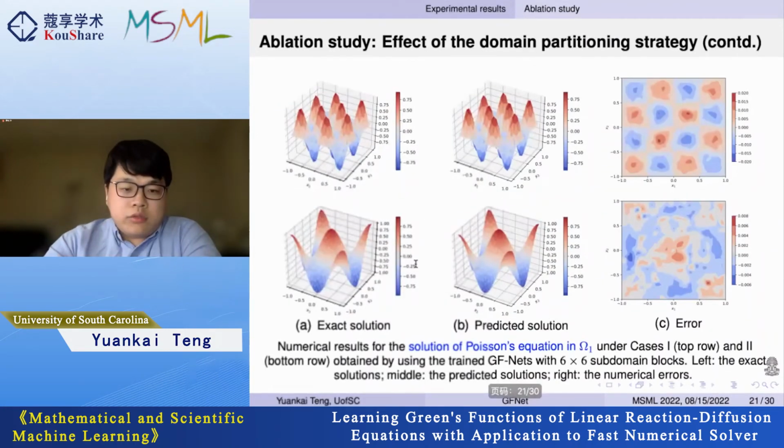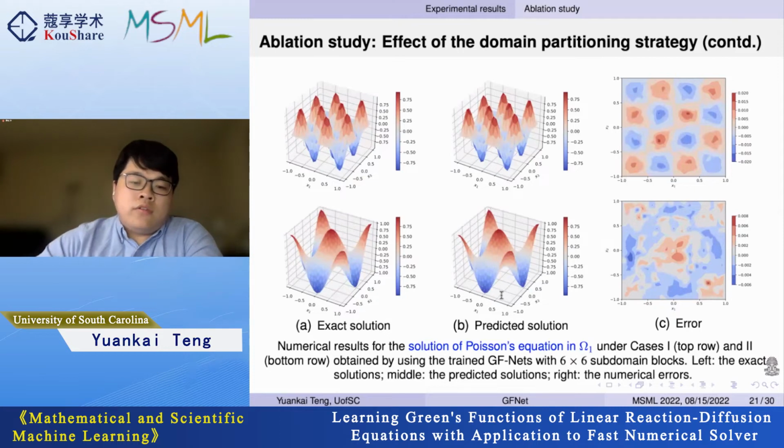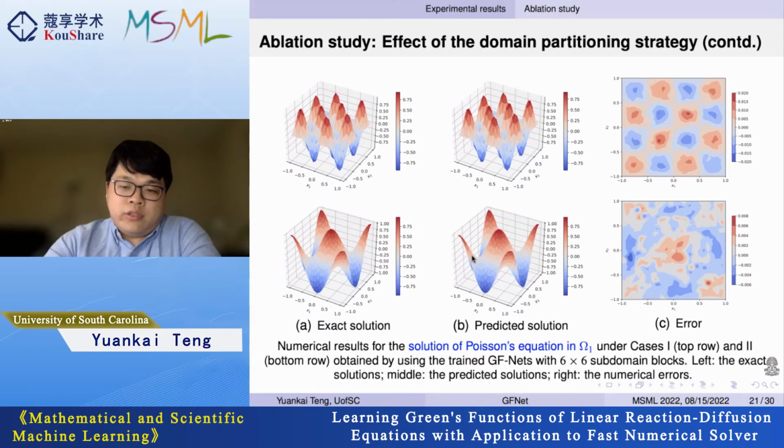And here are the results of the solutions of the Poisson equation on omega-1 under case 1, the top row, and case 2 on the bottom row. So you can see that our results are kind of acceptable. The error is kind of distributed symmetrically.